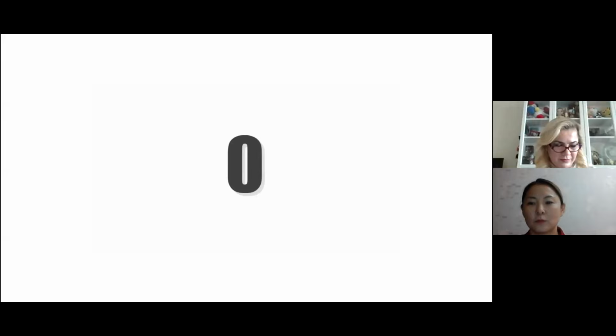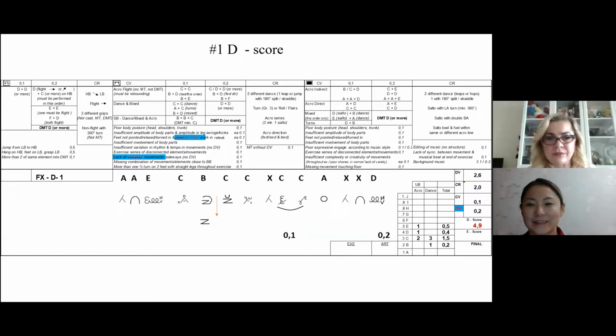Time over. Let's analyze. You can see this routine is not so difficult for judging. There is only one questionable moment where the switch leap to ring, we devaluate to split switch, leap half turn. And half turn, okay.